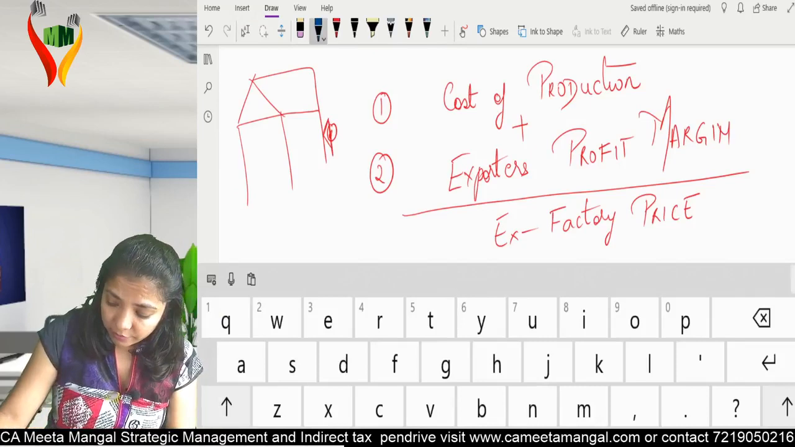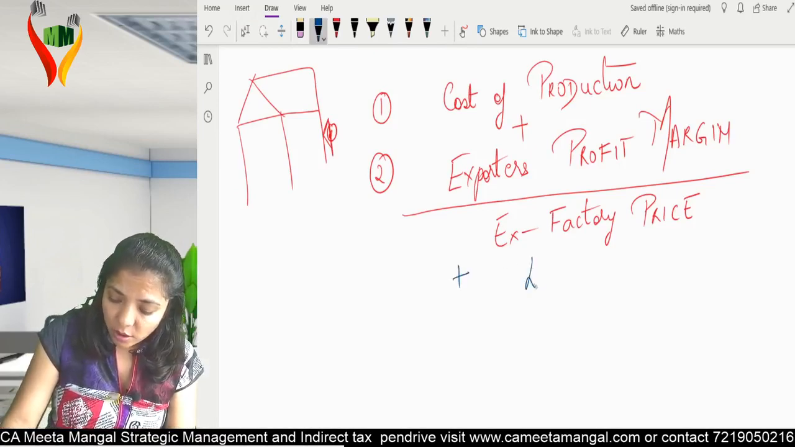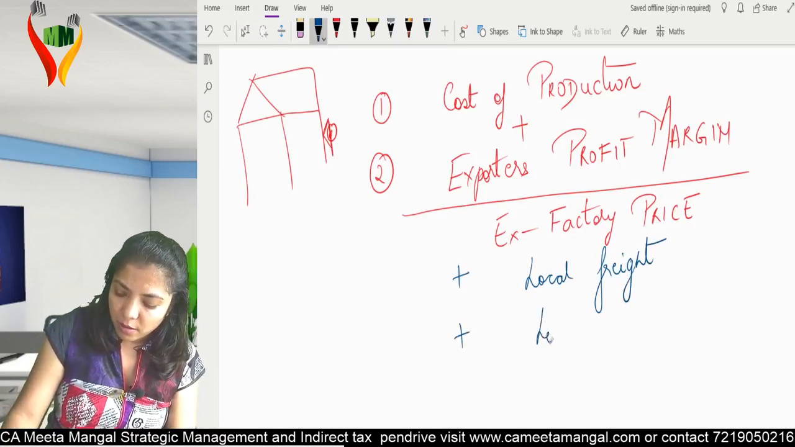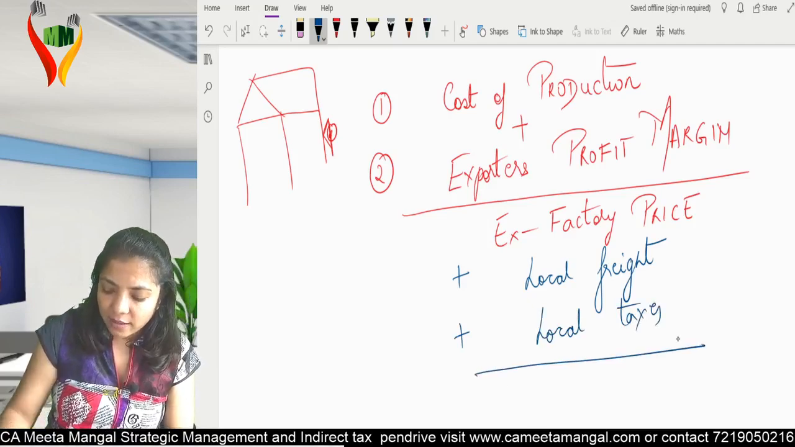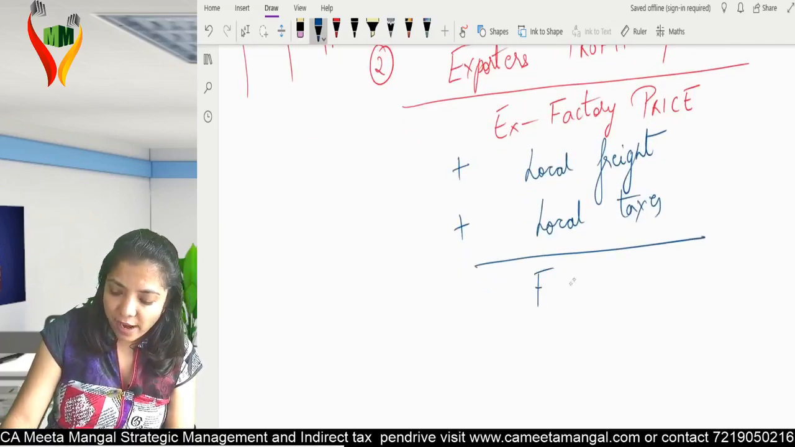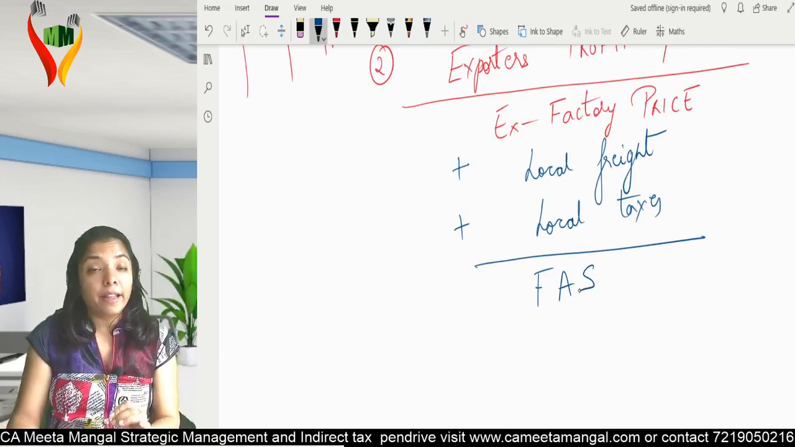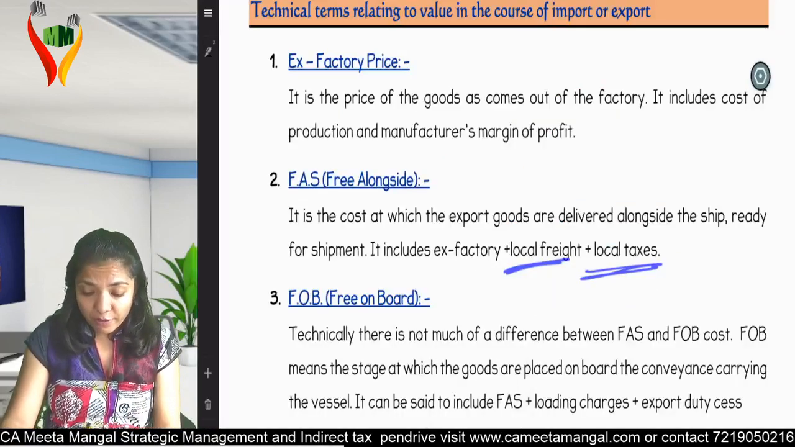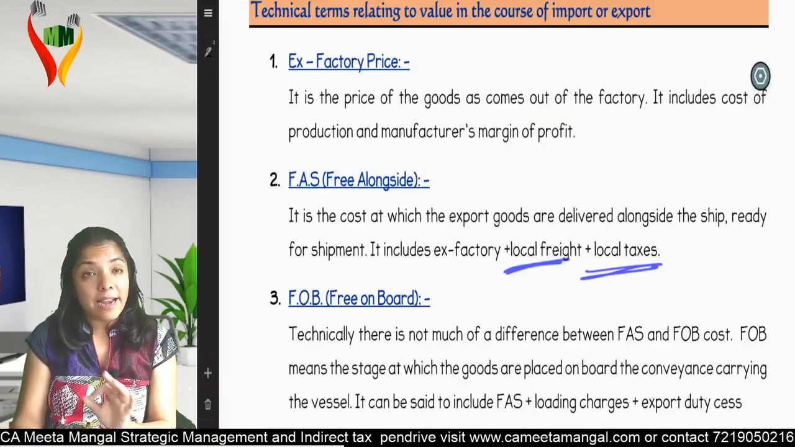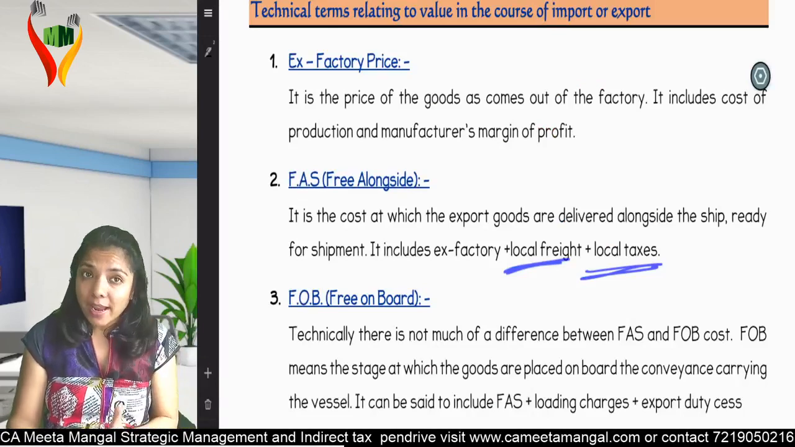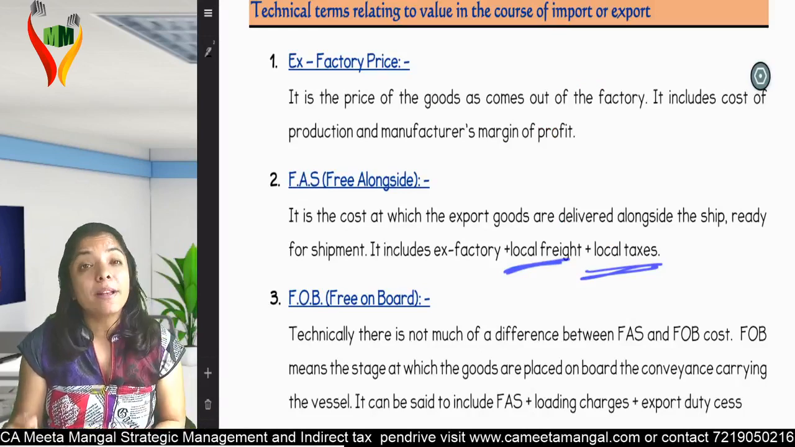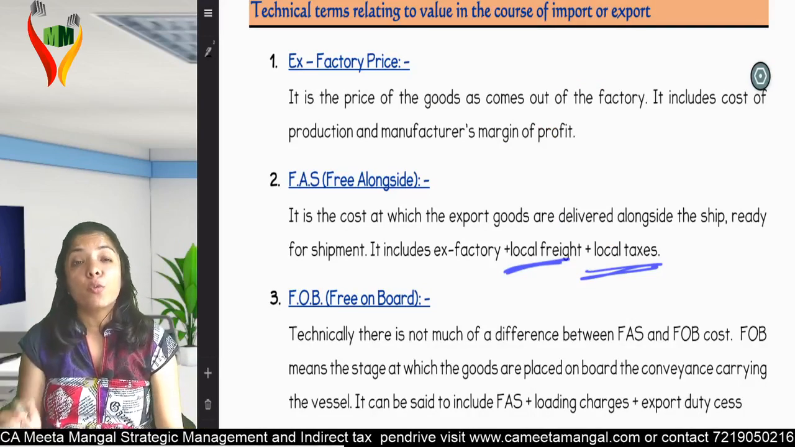To add local freight plus local taxes, and if I add this, it becomes FAS price, free alongside price. Now, what has happened? My goods have reached the US port. It has just reached the US port.